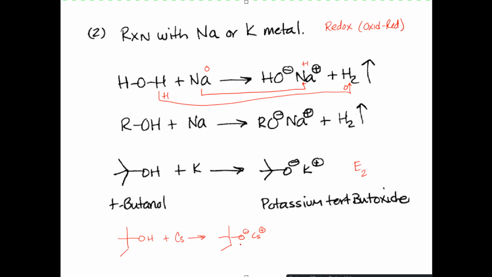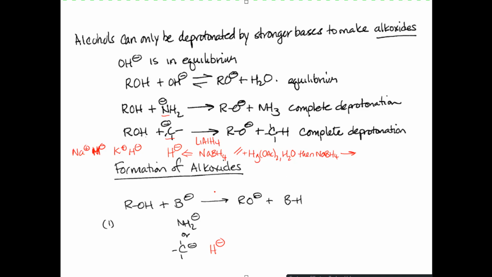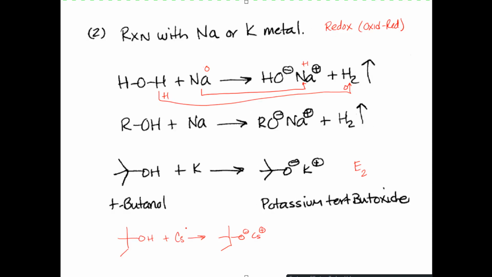But you can make alkoxides this way, and this has actually been around since the 60s. It's a very traditional way of making alkoxides. So you can either make alkoxides using a direct acid-base reaction with a strong base, or you can use a redox reaction with an alkali metal.